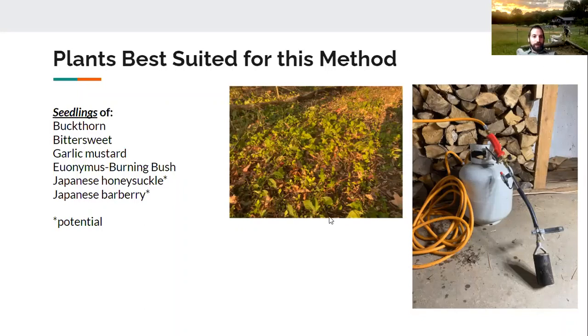The plants best suited for this are buckthorn, bittersweet, garlic mustard, and burning bush. It sounds like the jury's still out on honeysuckle and barberry, and I don't have any personal experience trying to treat those with flame weeding, but I have seen that it's very effective for these bittersweet carpets. And that's it for flame weeding.